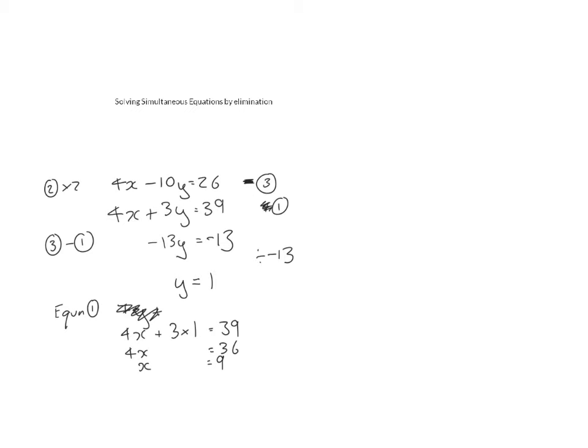Yeah, 9. And now I can check that this works in the other equation. It does. In equation 2, 2 times x, 2 times 9, minus 5 times 1. 18 minus 5 is 13. Tick, check, and I know that I'm right.